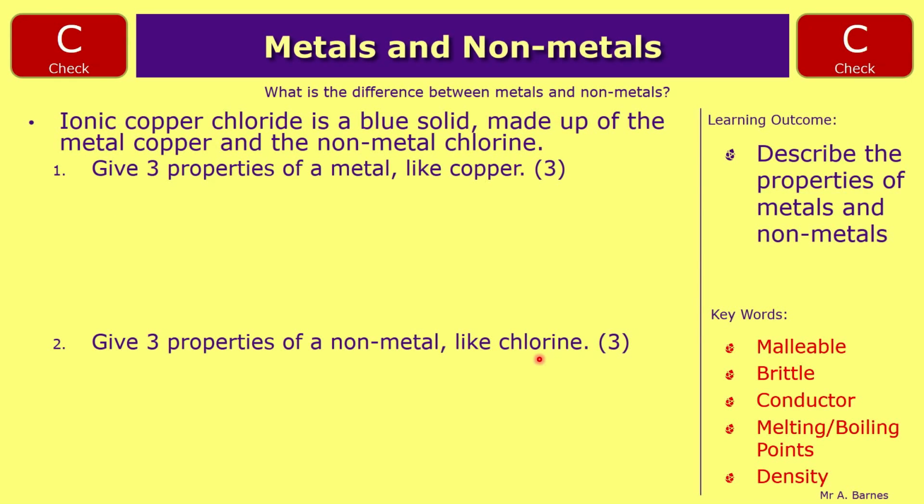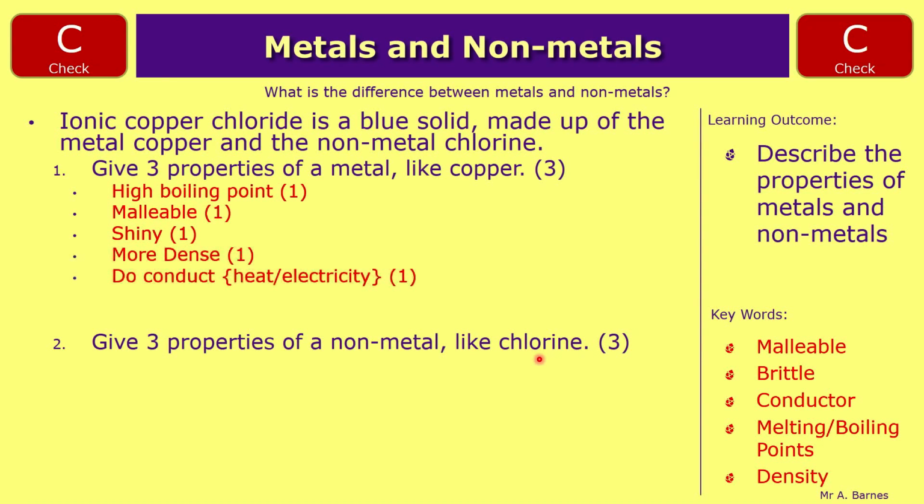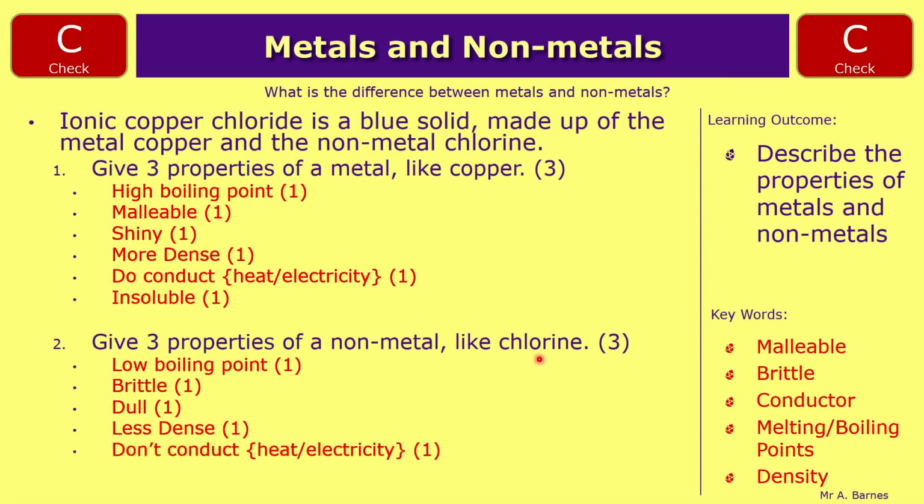Okay, let's have a look and see how you've done then. So we'll start off with the properties for a metal then. You could have had high boiling point, you could have had malleable, you could have had shiny, you could have had more dense, doesn't conduct heat or doesn't conduct electricity, and you could have had insoluble. Any three of those would have got you 3 marks. For your non-metal, low boiling points, brittle, dull, less dense, and don't conduct heat or electricity. 3 of those would have got you 3 marks again.